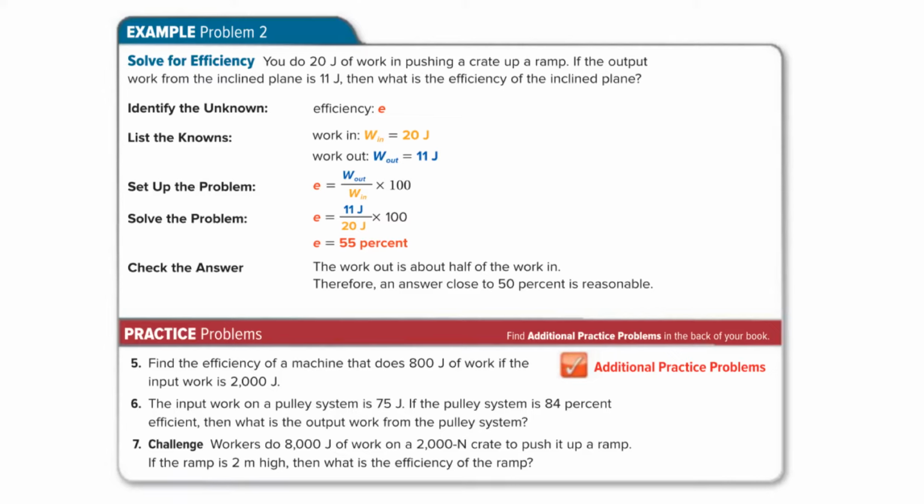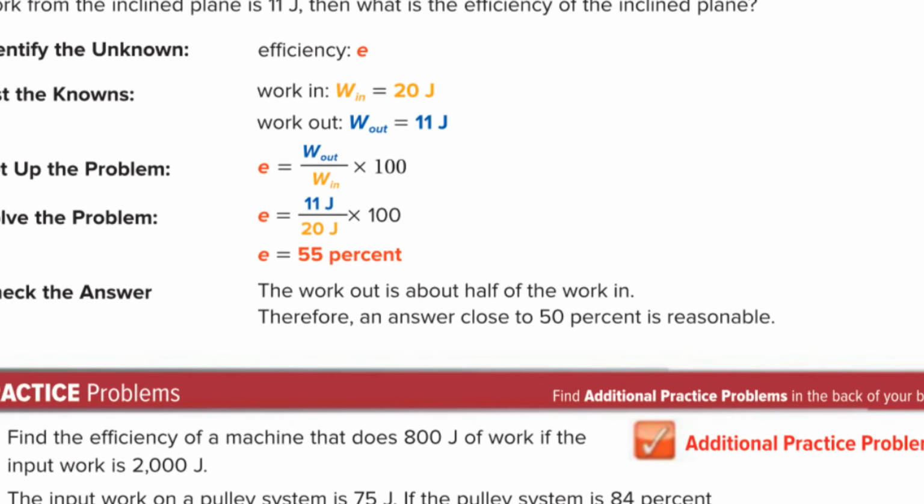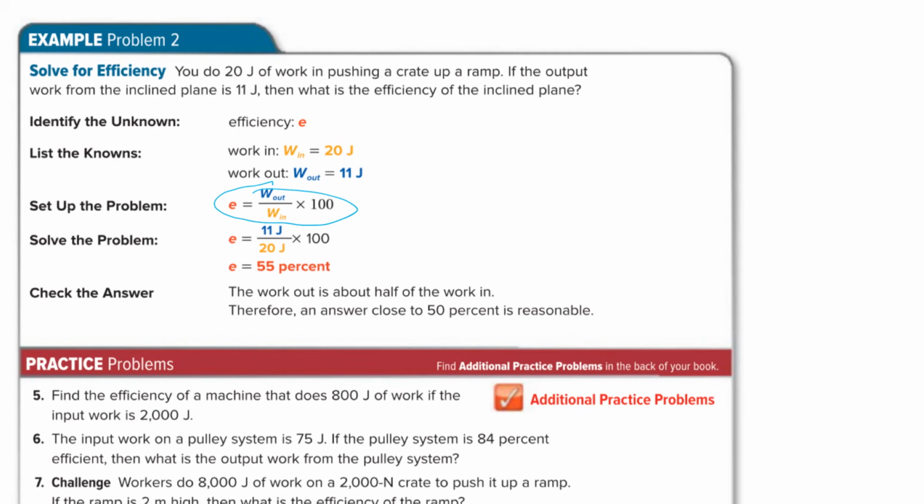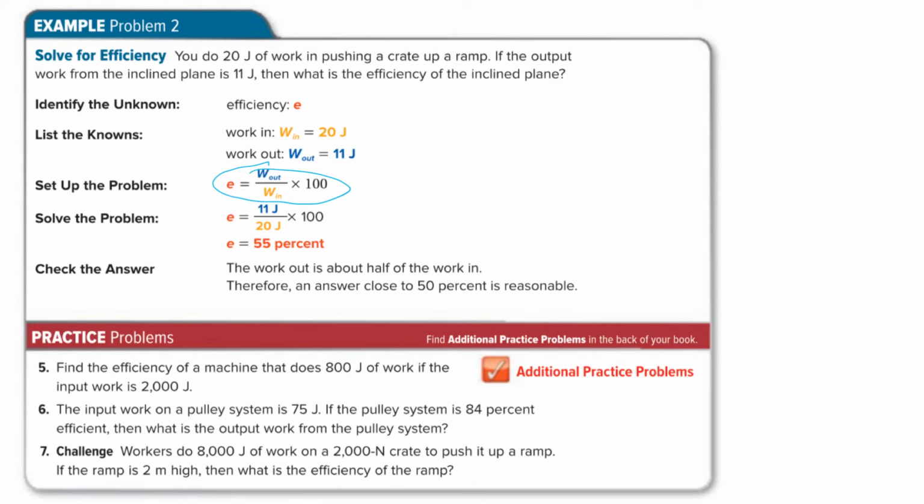Calculating efficiency. So our equation for efficiency is given right here. Efficiency is equal to work out divided by work in times 100%. And that's basically because we go ahead and convert this to a percentage, because remember, efficiency is never greater than 100%. It can never be 100%. It's always less than 100%. So we convert that to a percentage, or otherwise you're always dealing with decimals. So this one down here would actually be, instead of a percent, 0.55, and that just makes things weird. So let's work through this example problem together.